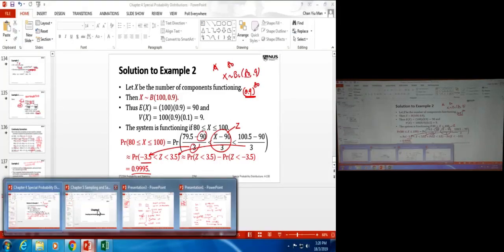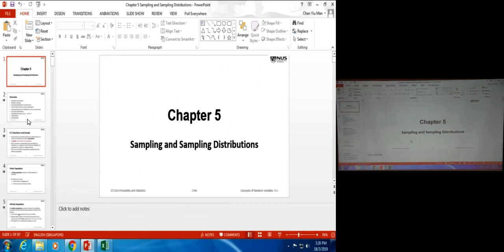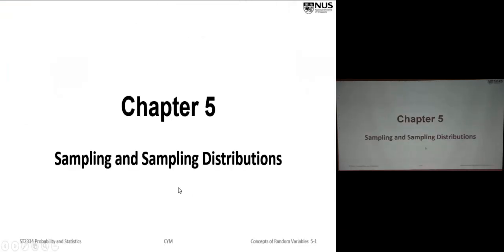I still have 10, 15 minutes. Okay. This is to move away from probability. In fact, you cannot move away. You still work on the probability. But now we are talking about some inference or statistics. All right? But you have to link the probability and the statistic inference through this sampling distribution. But we also talk about sampling.